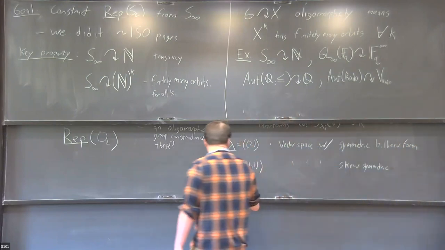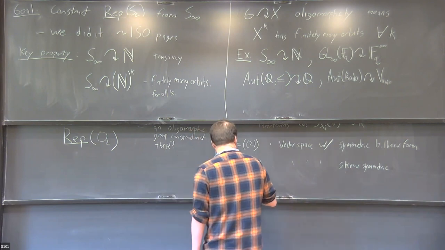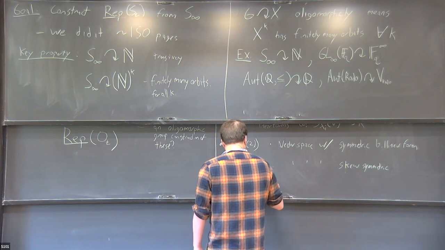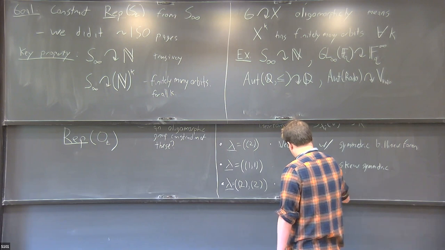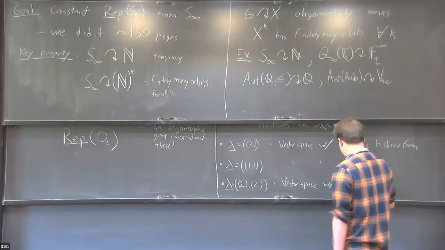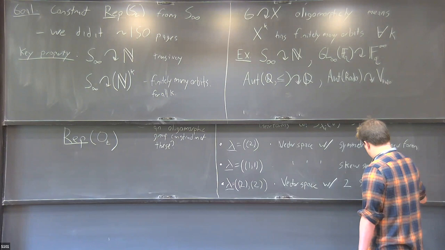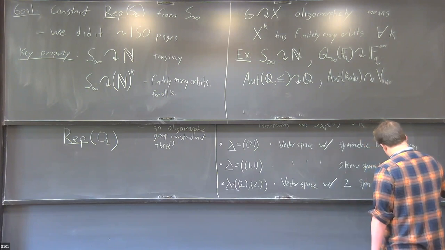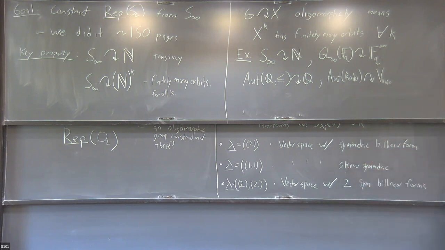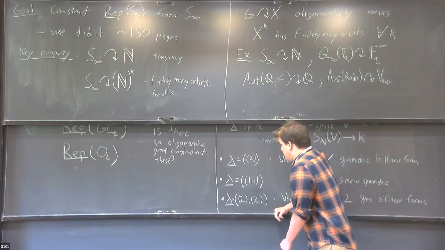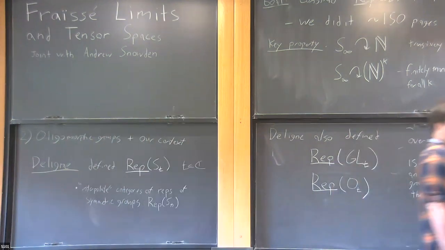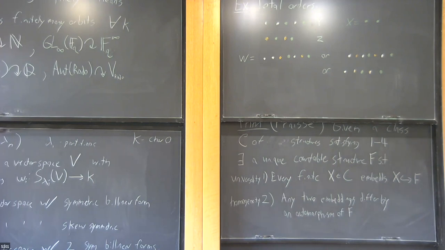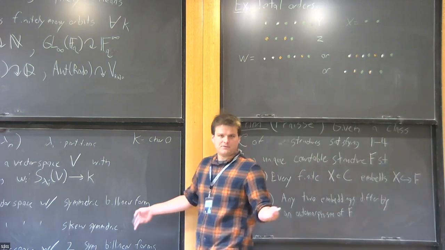Okay, I'll give a slightly more complicated example. If I take my list of partitions to be the partition (2) twice, that means we have a vector space with two symmetric bilinear forms, and no relation between them necessarily. So that's our notion of a lambda space. It's meant to capture things like multilinear forms on V satisfying certain symmetry properties.